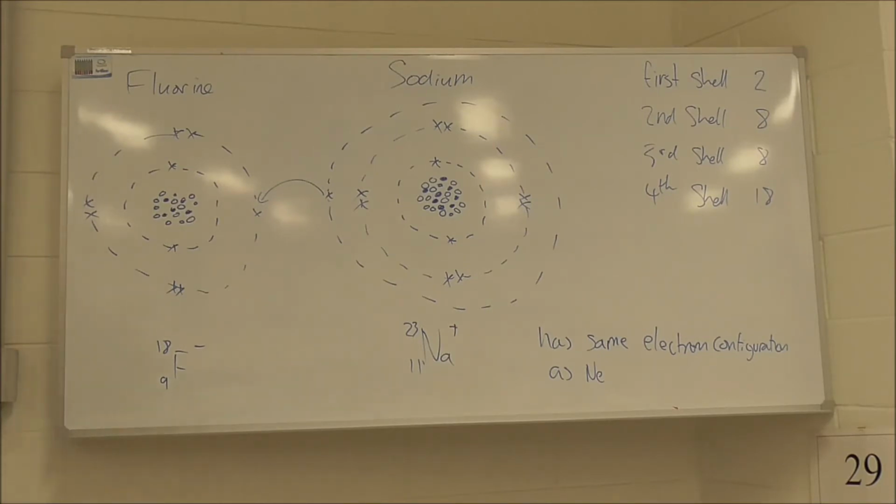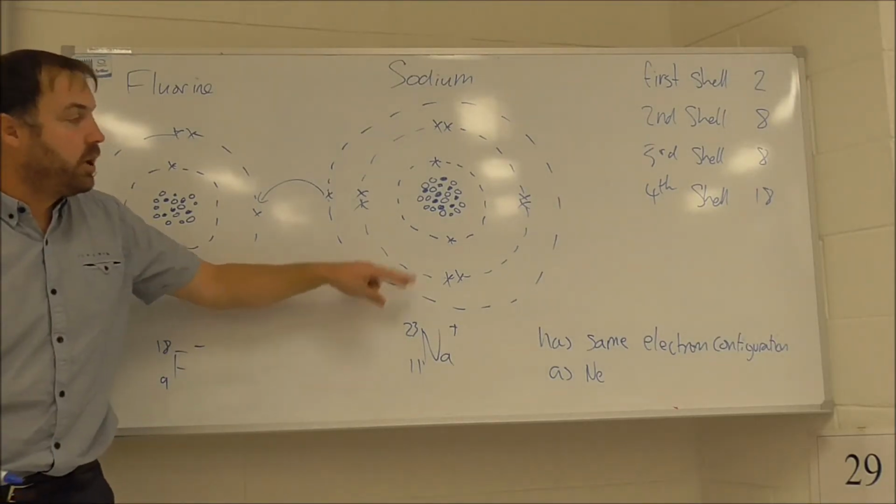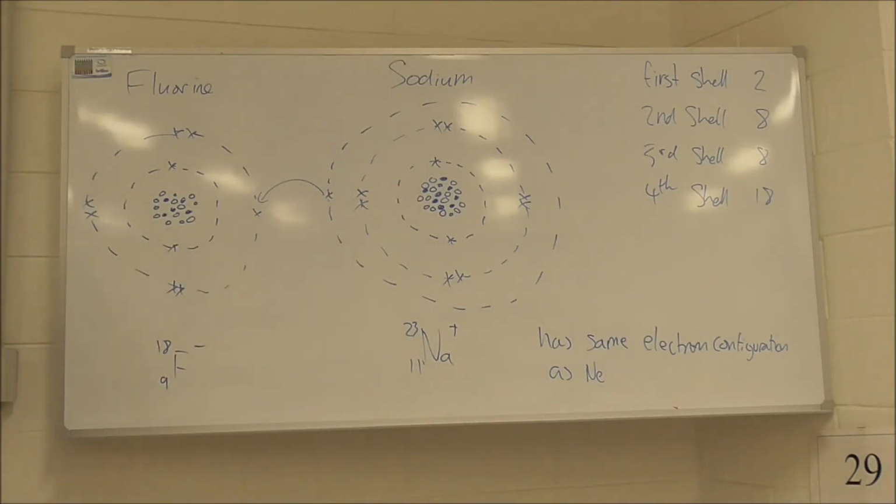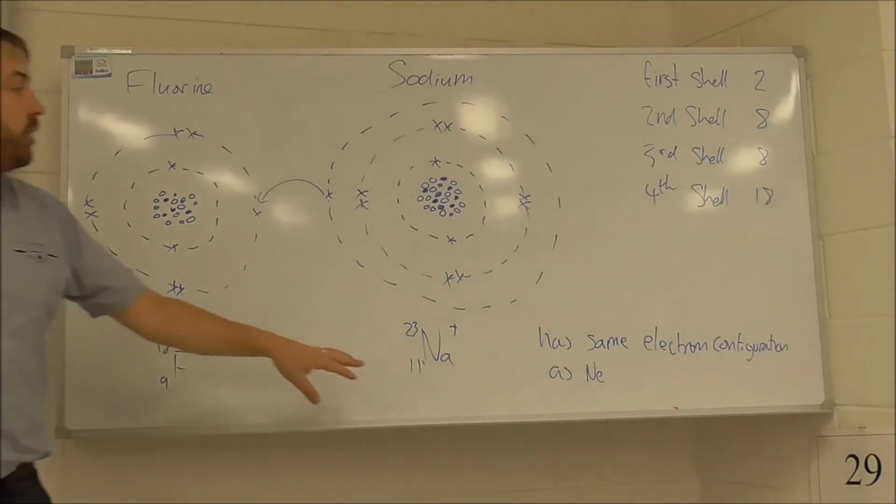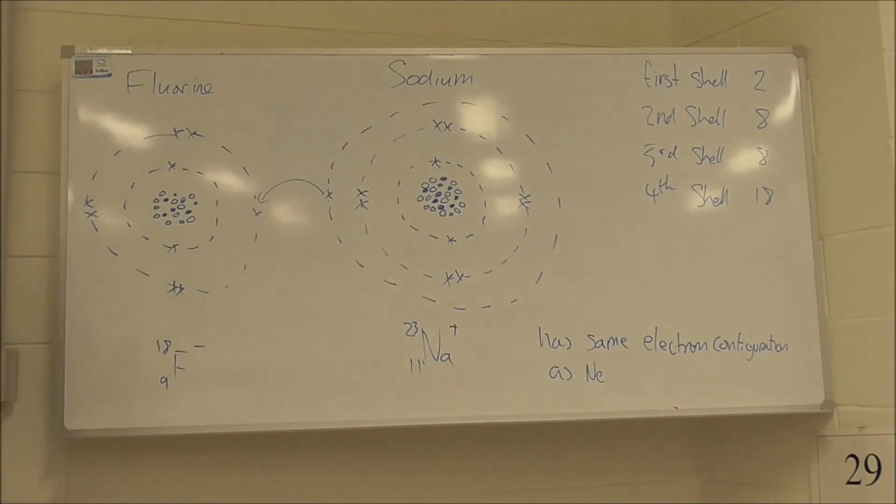The period is how many shells that atom would have for a neutral atom. So notice how I've stressed that it's a neutral atom, because this sodium ion now only has 2 shells. But it's still in period 3. So it has to be a neutral atom for me to work out how many shells it would have.